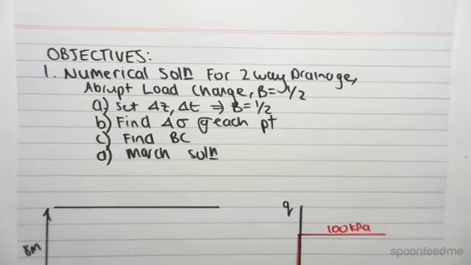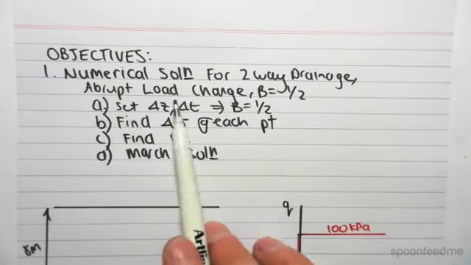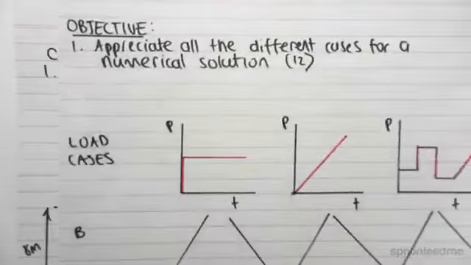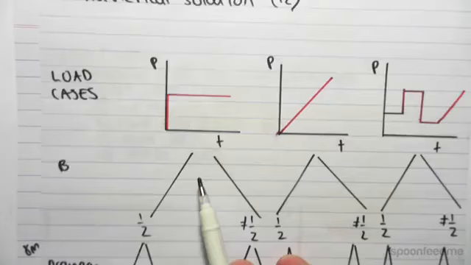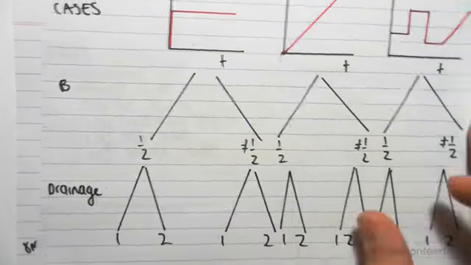Hey guys, the objective for this video is to do a numerical solution for two-way drainage, an abrupt load change, and beta equaling 1/2. So in terms of our flowchart, this is what we're looking at. We're looking at an abrupt change in load, beta equaling 1/2, and two-way drainage. So this is the branch we're on.